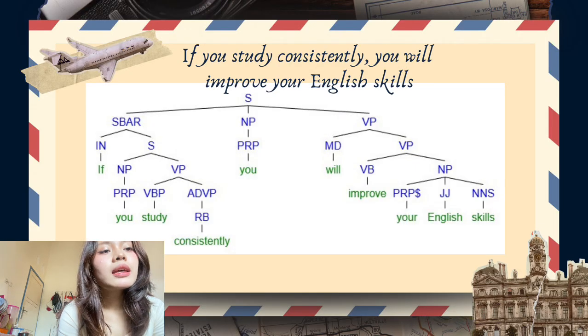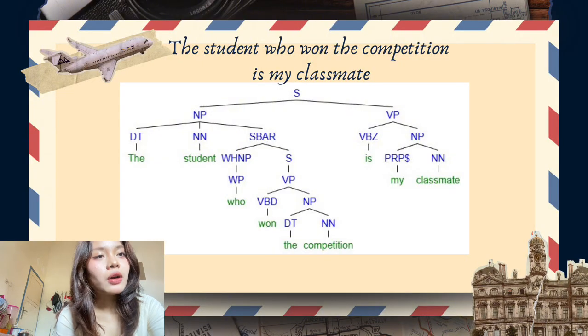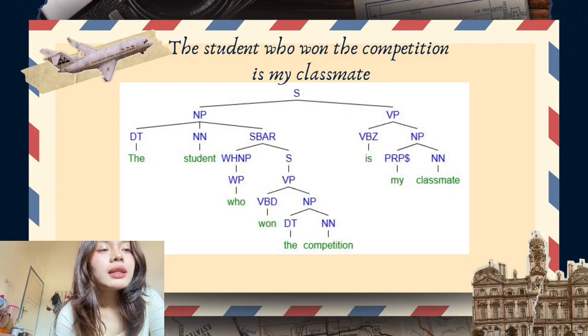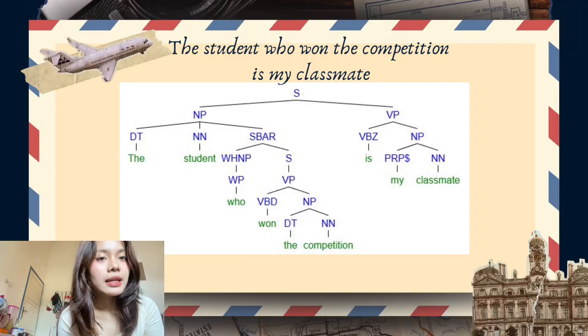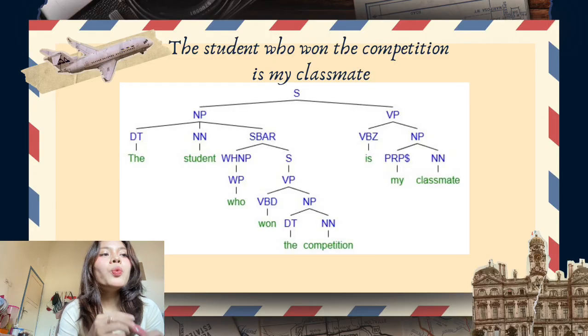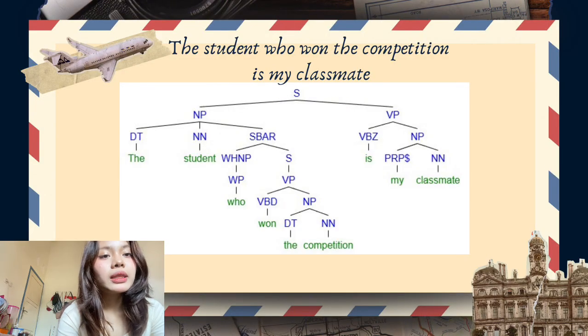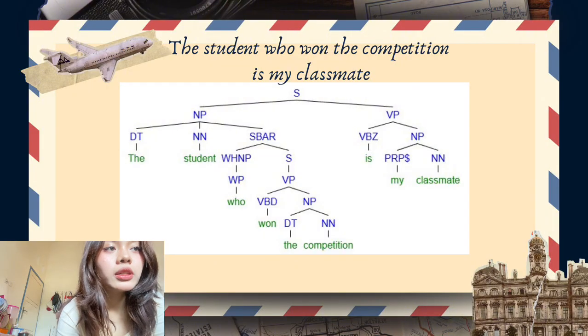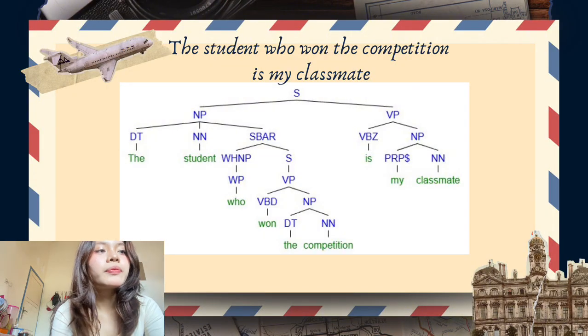The last is the relative clause. In the sentence, the student who won the competition is my classmate. The main clause is the student is my classmate. The subordinate clause who won the competition is a relative clause that provides additional information about the noun student.